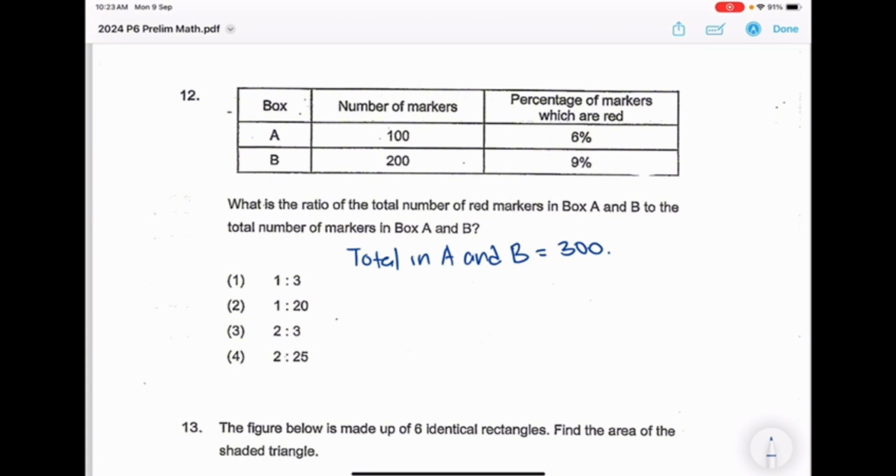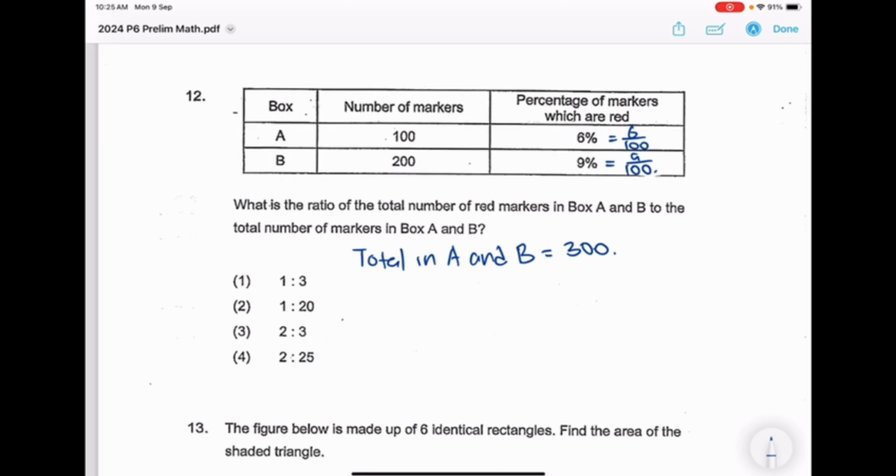What I can do is change 6% to 6 over 100, and likewise 9% to 9 over 100. Now, let's look at box A. For box A, we have 100 markers, but what we want to do is to multiply it by 6 over 100 to find the number of red markers we have in box A.